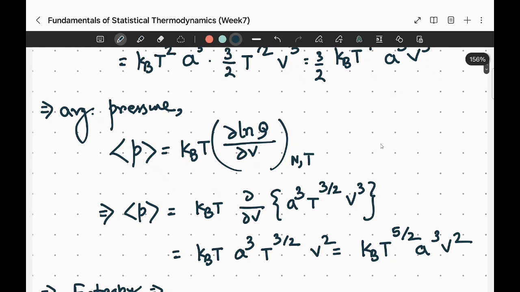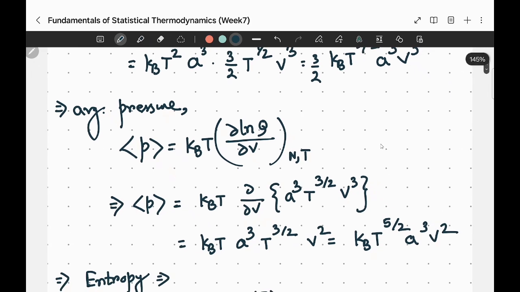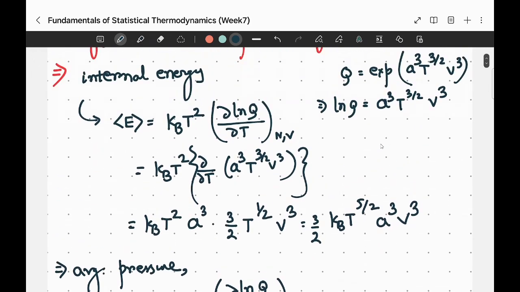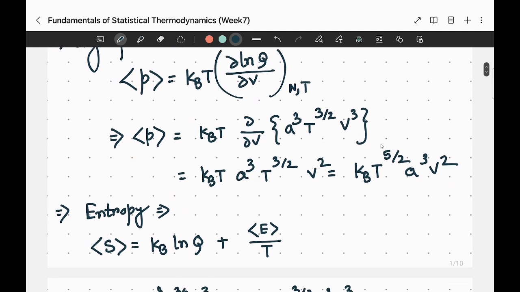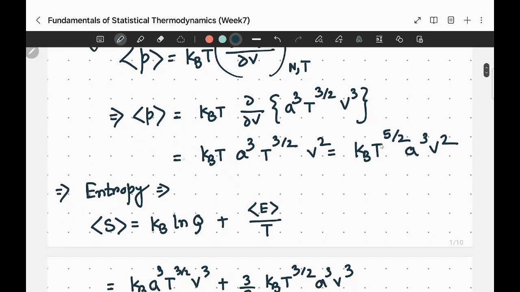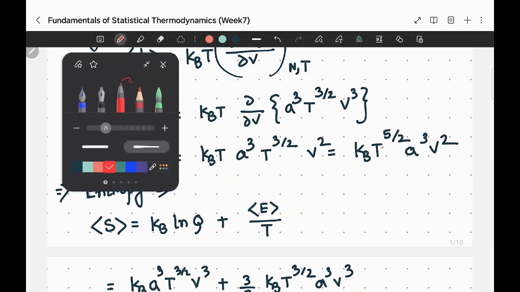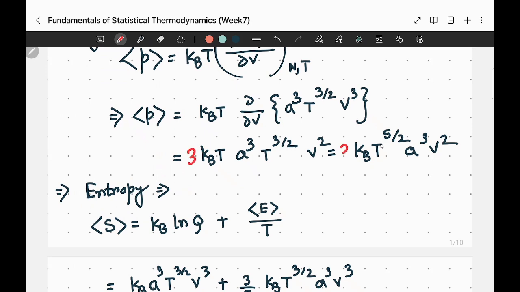Is it visible? Okay. Last class there was a mistake while calculating this average pressure. We have to take that derivative with respect to volume. So this is a V cube term, so it will be 3V squared. So 3 will come. Let me write in a different color. This was a mistake. 3 should be there.